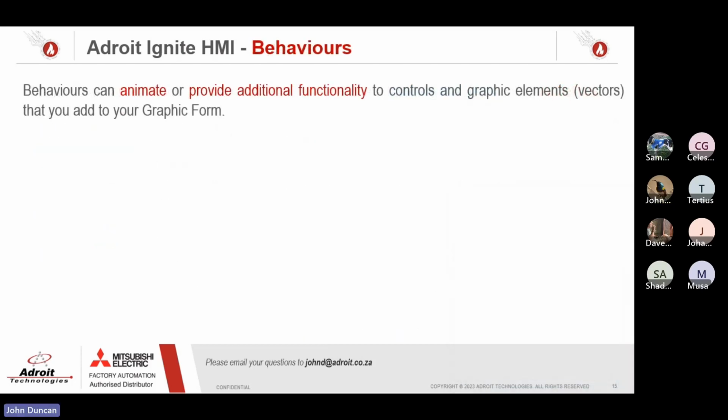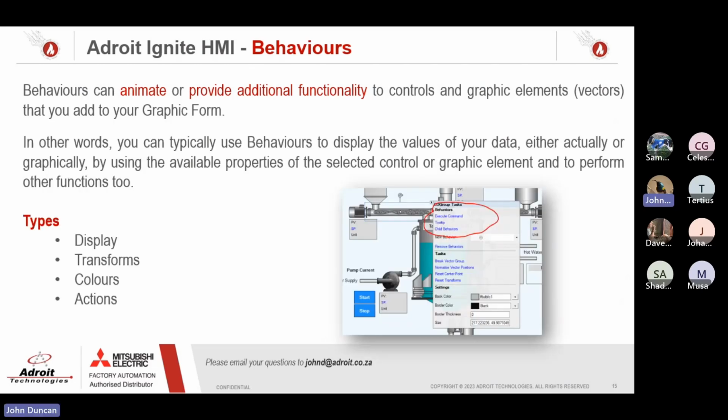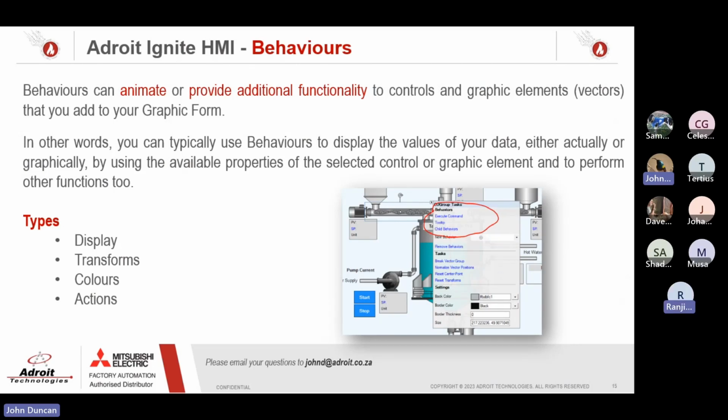So in order to animate on our graphic forms, we have behaviors, and these provide either animation features or additional functionality to the items on your graphic form. So basically we have 4 different types of behaviors. We have display, transform, color, and action behaviors.